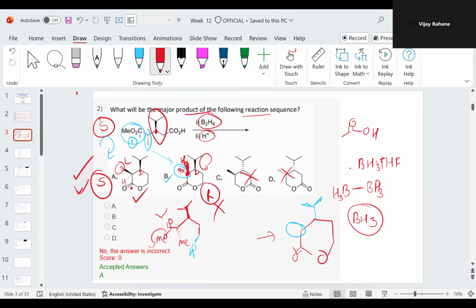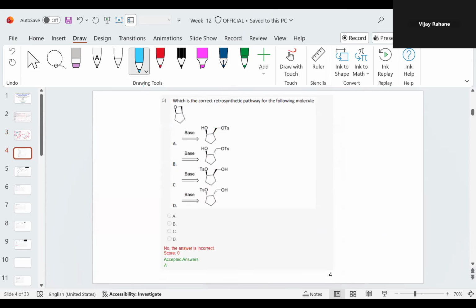I hope you got the answer for this one. Two concepts are main here. The reactivity of the BH3 towards the acid is more compared to ester. You have to remember that one. And the second point, the chiral center does not take part in the reaction, so it should remain unaffected in the product. That's why option A is the correct option. Okay, we'll move to the next question.